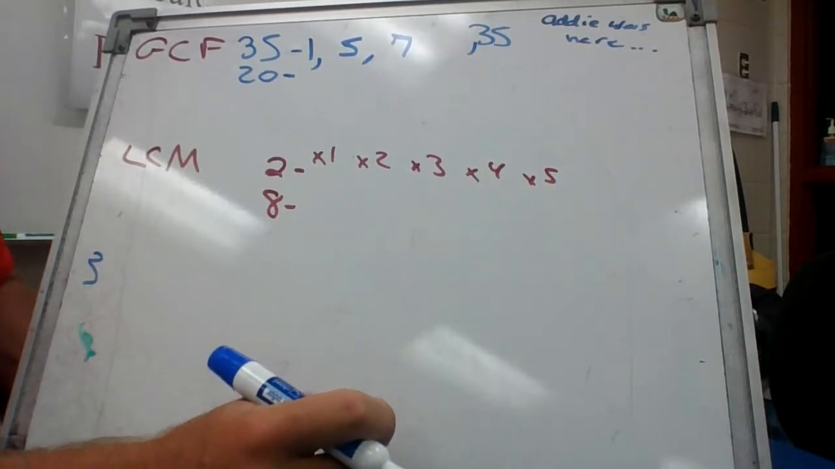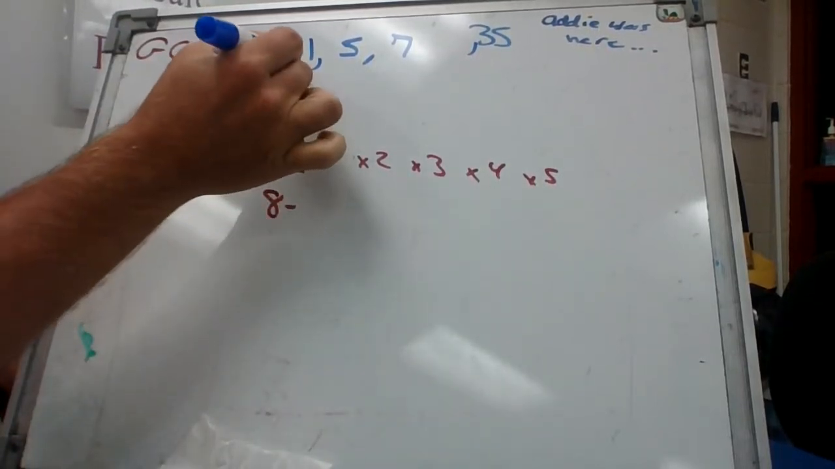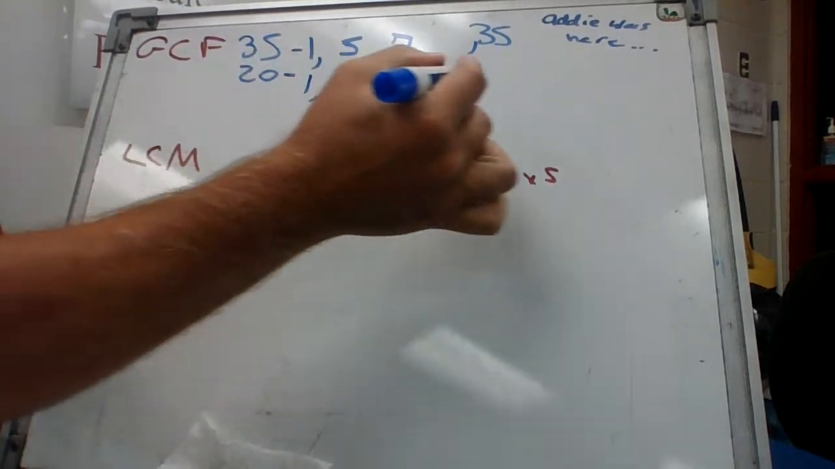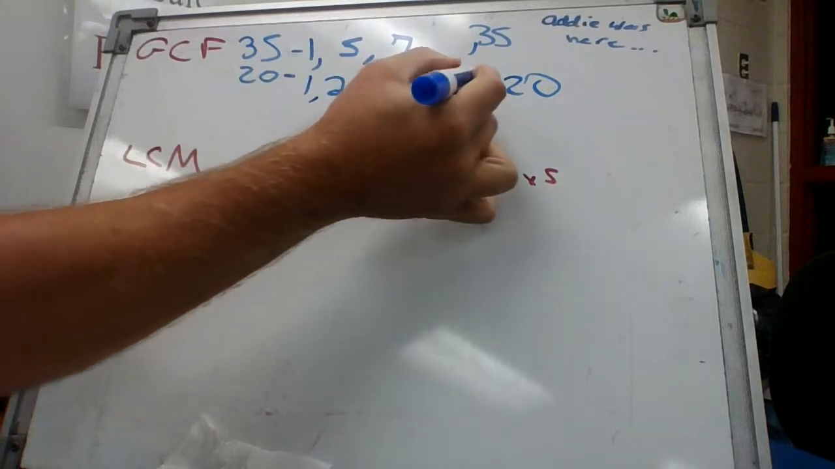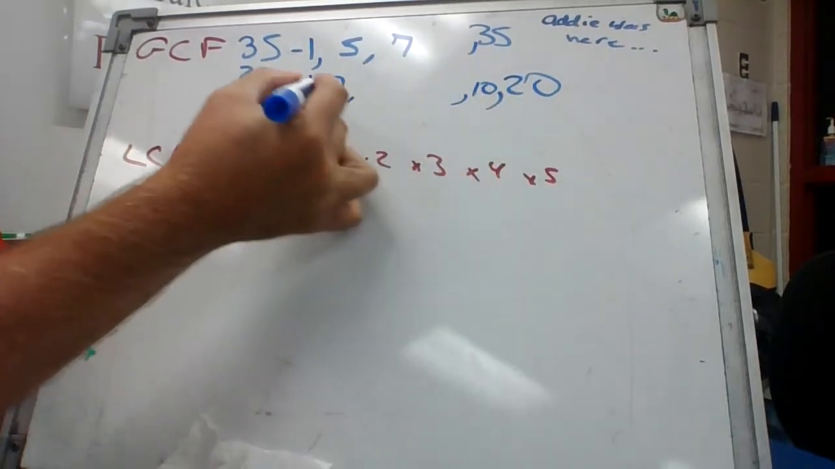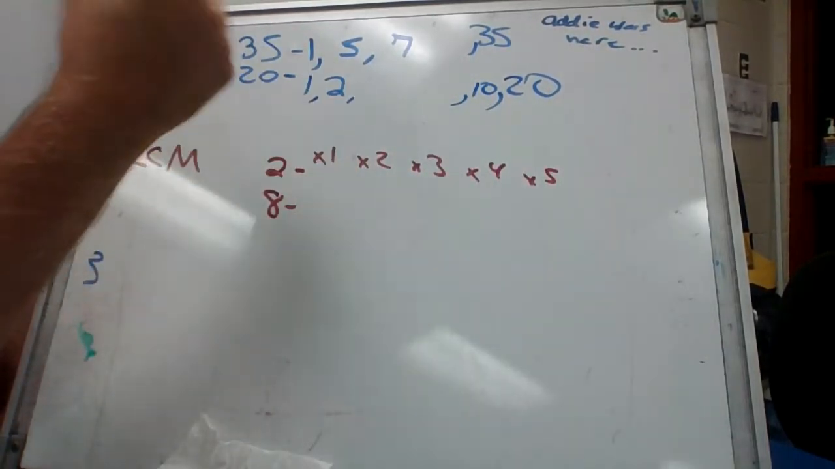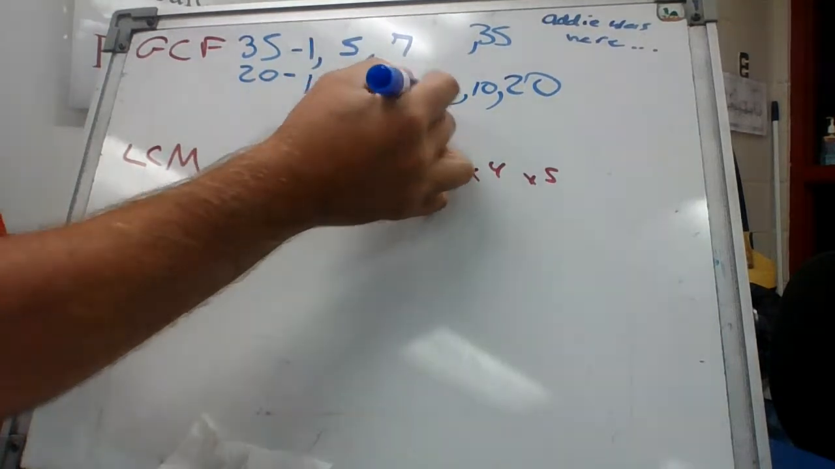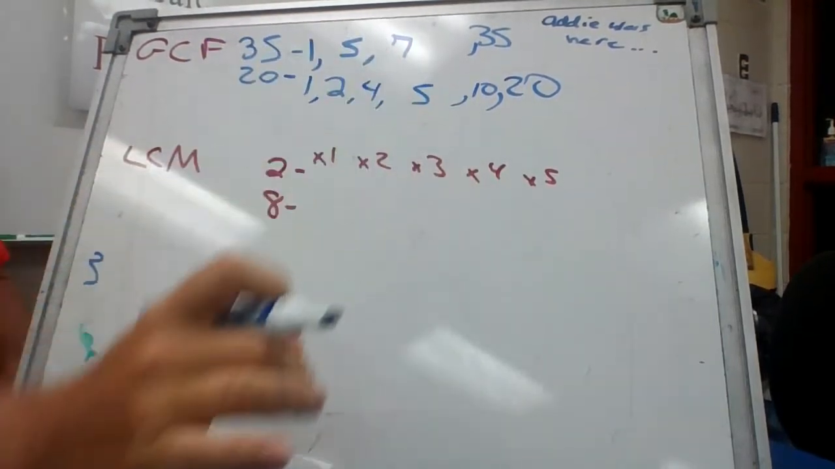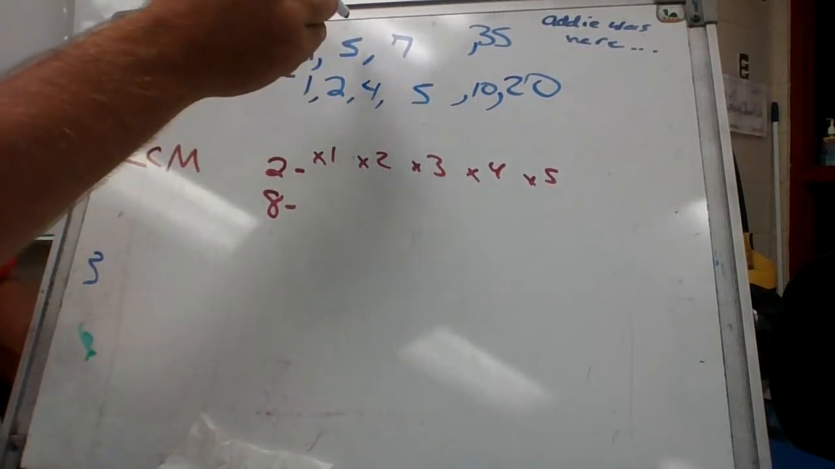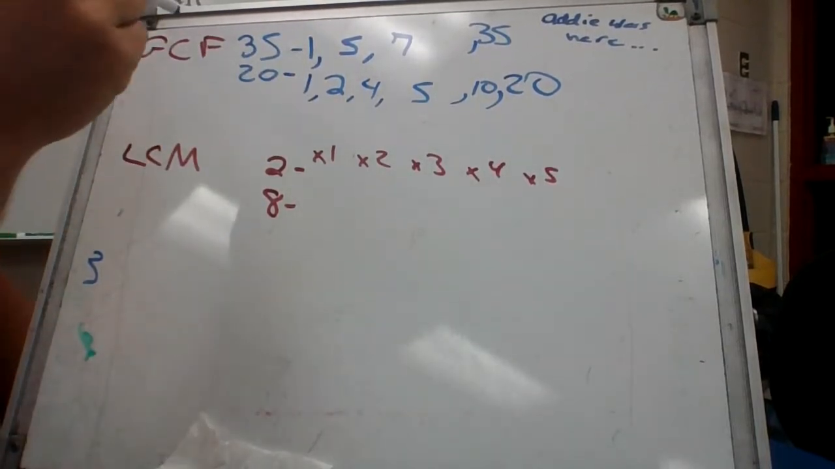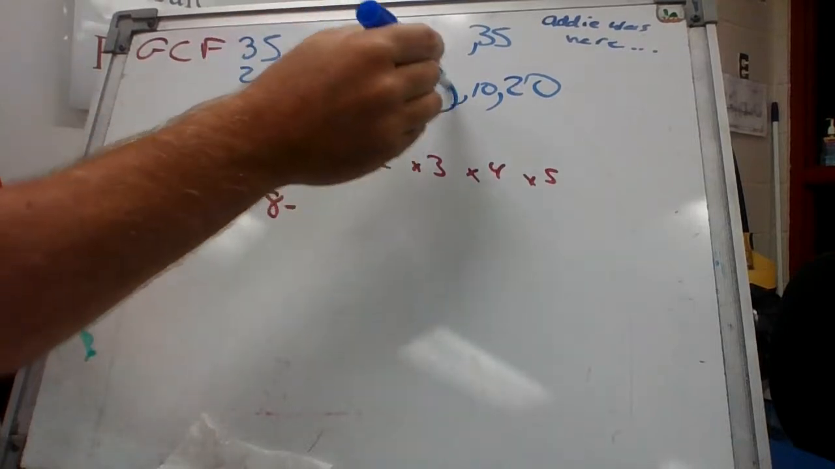Now, same process with 20. We're not going as in depth, but we understand. I know 2 will go into it, 2 times 10. 3 won't go into it. 4 will go into it, 4 times 5. And then we're right there, right next to each other. So we know that the greatest common factor of 35 and 20 is 5.